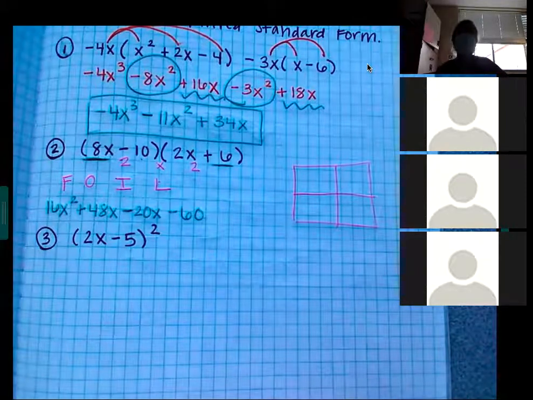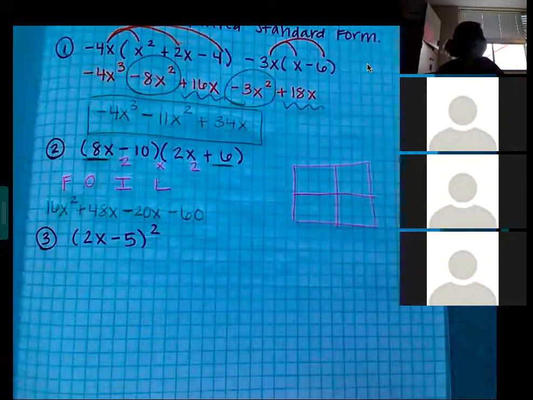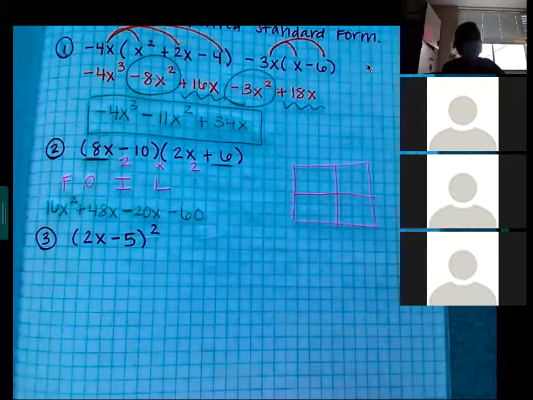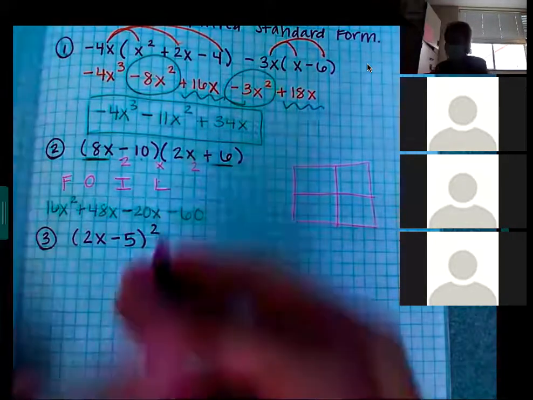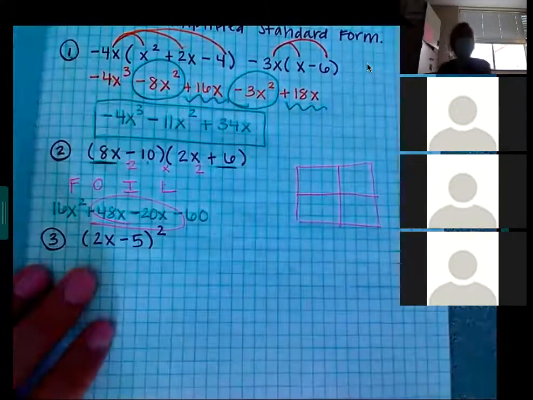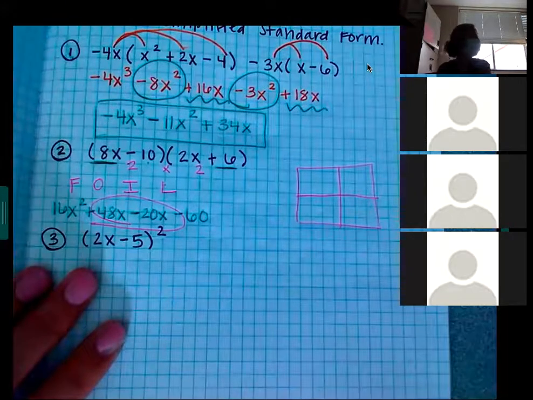That is in standard form, but is it simplified? No. What can we combine? What do y'all see? 48. Yeah. 48x minus 20x is 28x.